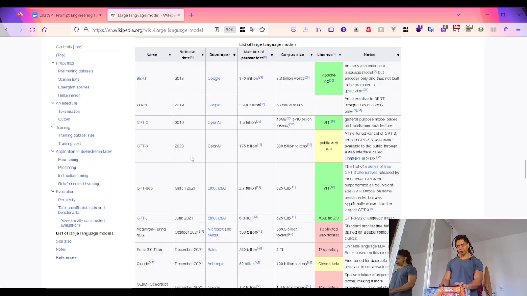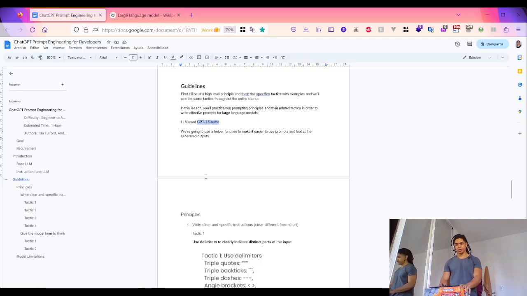Okay. But again, this course specifically is using GPT 3.5 Turbo, a specific large language model. All of these principles and guidelines can be applied to any LLM, right? And this is the reason why I'm looking at this, because this is the generalist. And then you can choose which tool you would like to play.